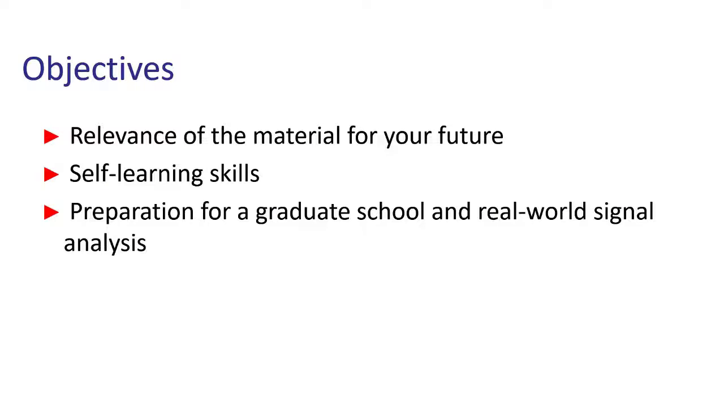The first objective of this course is that the material you learn will still be useful and relevant for your work or research in at least 5 or 10 years from now. The second objective is to prepare you for self-learning and updating your knowledge from technical sources. This will allow you always to stay current in your field and not to get fired. The third, more ambitious and optional objective is to prepare you for graduate level work on signals and systems.